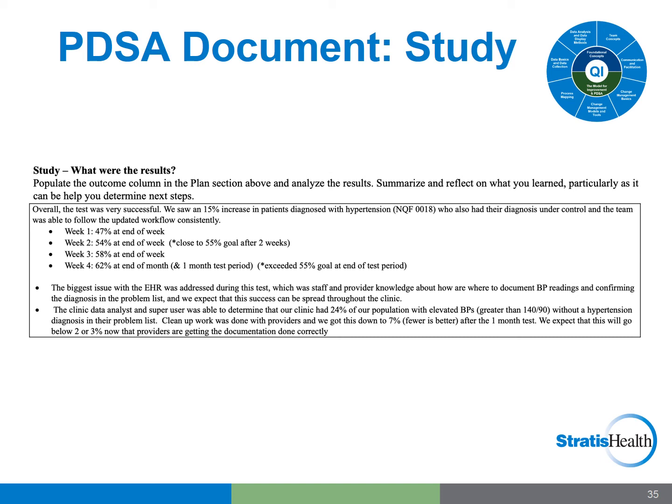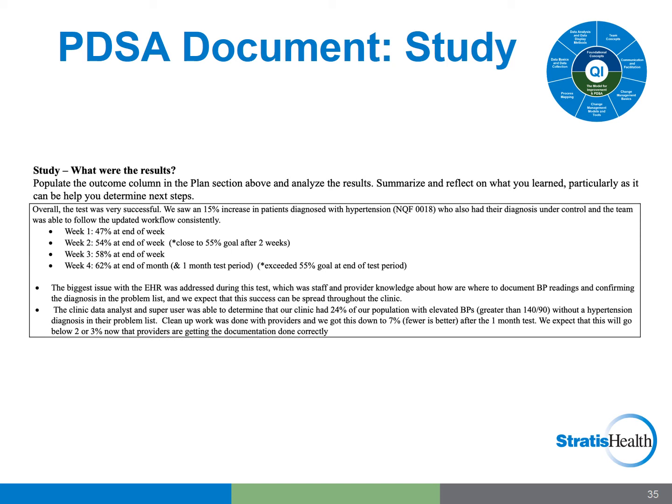Here's what the team put in their PDSA form. Week 1, 47% at the end of the week. Week 2, 54% at the end of the week, close to 55% goal after 2 weeks. Week 3, 58% at the end of the week. Week 4, 62% at the end of the month and 1 month test period. This exceeded the 55% goal at the end of the test period.